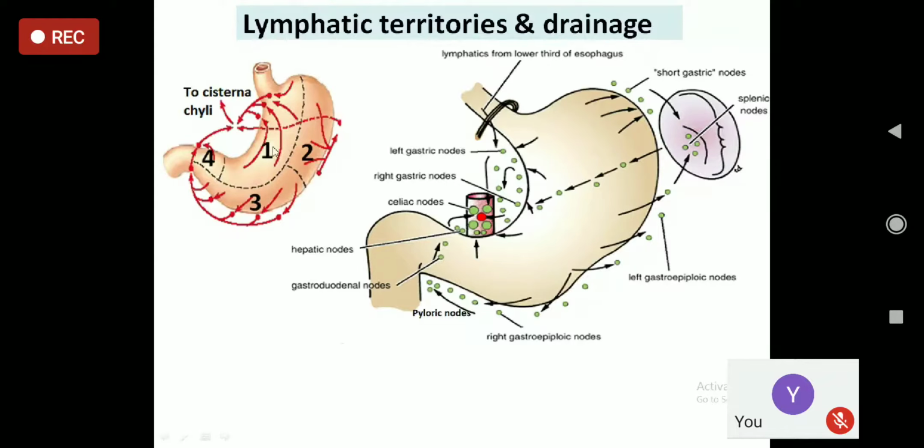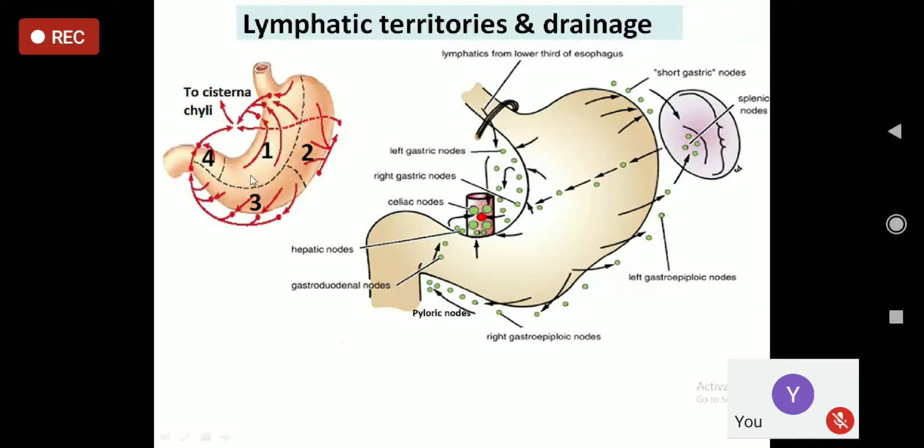Just to recall the arteries, this part of the stomach which we have studied is supplied by the left gastric artery. This part is supplied by the right gastric artery. This part is supplied by the right gastroepiploic artery. This part is supplied by the left gastroepiploic artery, and the fundus of the stomach is supplied by the short gastric arteries. So roughly, the arterial territories and lymphatic territories correspond fairly closely.